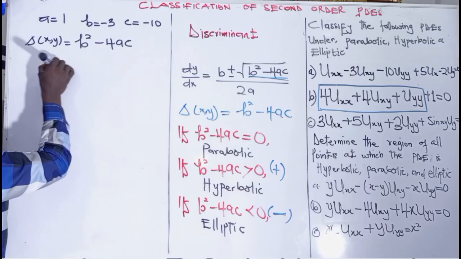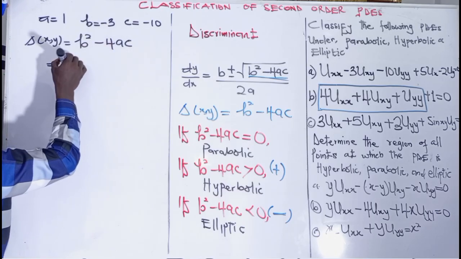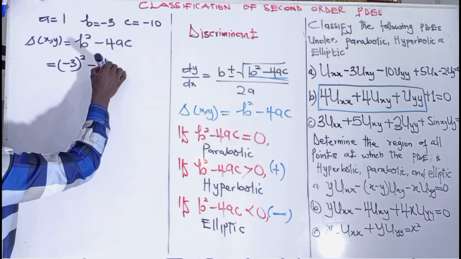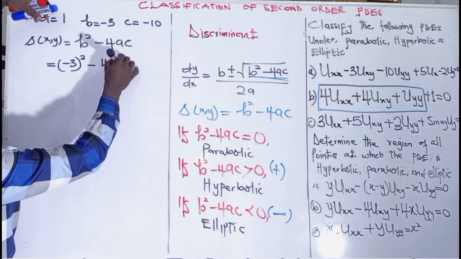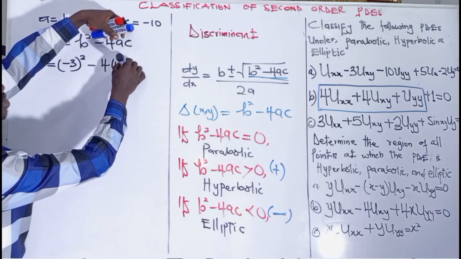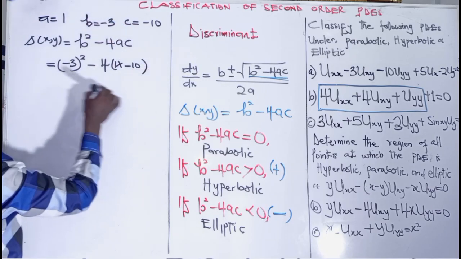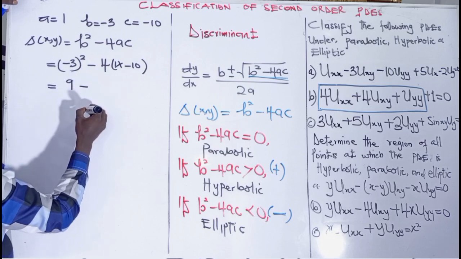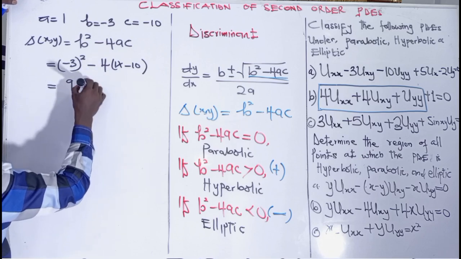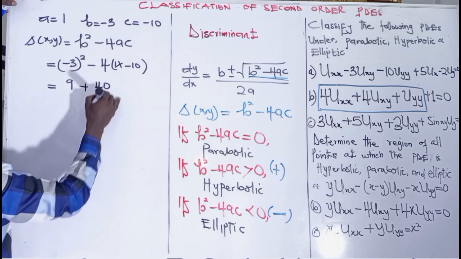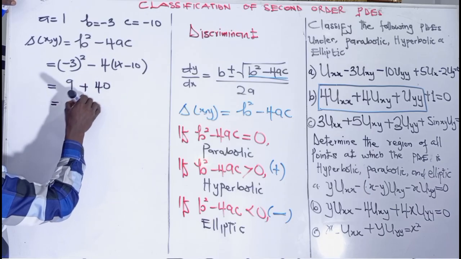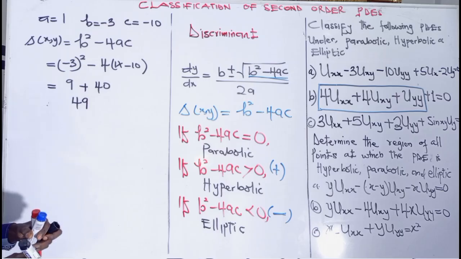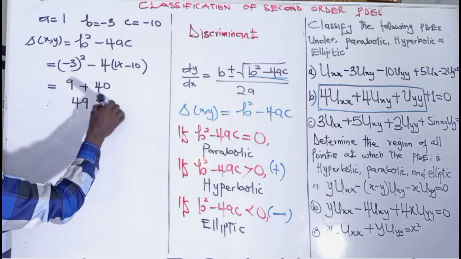So we have b squared, this is b, so minus 3 all squared, minus 4 times a, our a is 1, so times 1, times our c, which is minus 10. So this is giving us 9 minus, this is going to give us 40, right? So when we add them, we are getting 49. So you can see that the discriminant is a positive number, and this positive number is greater than 0.